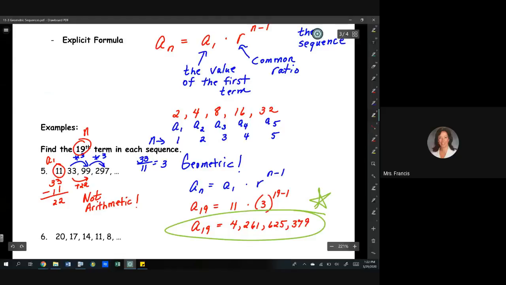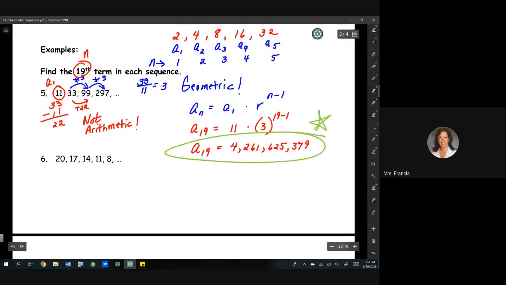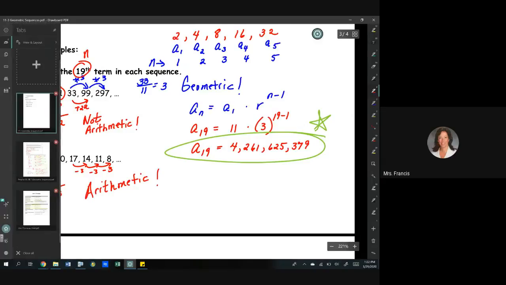All right, let's look at the next one. We have to identify arithmetic or geometric first. So let's see, 17 minus 20, we get negative 3. So are we subtracting 3 to get to the next term? It looks like yes. 17 minus 3 is 14, 14 minus 3 is 11, and so forth. So we know we have an arithmetic sequence.